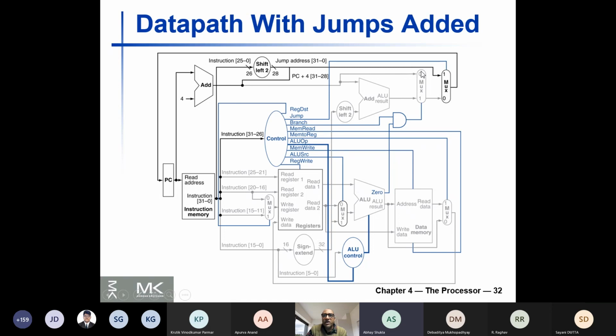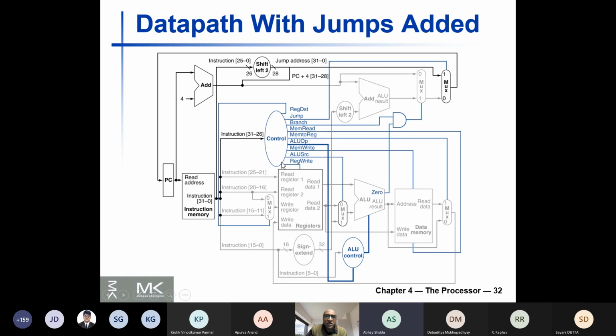To accommodate that, for the previous circuitry itself, we are adding one more multiplexer to add another path, another address, the jump address. Now again for this multiplexer there are 2 possibilities, the earlier one and the new jump address. This multiplexer will be controlled by a control line known as jump.